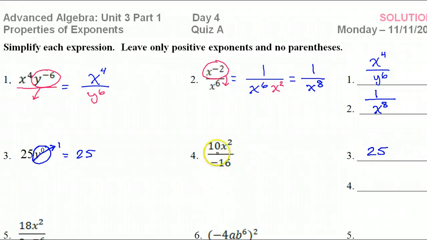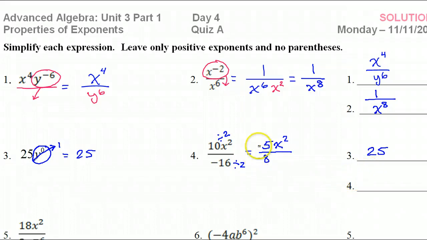Now number 4. Notice we're not going to move this 16 anywhere just because it's negative. We're only moving things that have a negative power, a negative exponent. This is not an exponent. But I do need to reduce. Let's see, both of these are divisible by 2. So if I divide by 2 and divide by 2, then 10 divided by 2 is 5, and negative 16 divided by 2 is negative 8. So this reduces down to 5 over negative 8. And really that's the only thing that happens. The x squared just stays there. So that's the final answer.